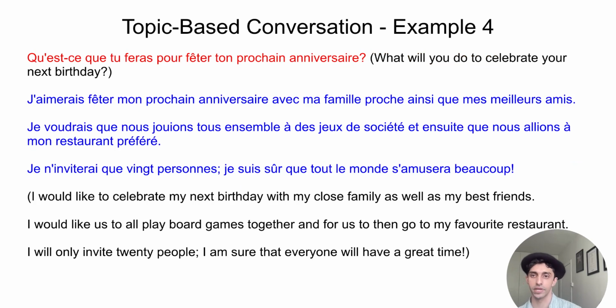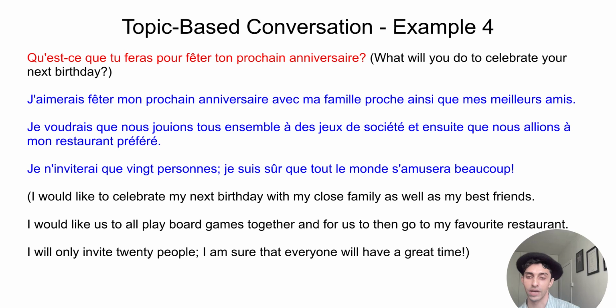Okay, moving on to the fourth example. So the question for this is qu'est-ce que tu feras pour fêter ton prochain anniversaire? What will you do to celebrate your next birthday? So this particular question, again, my ideal answer is written in blue, and then right at the bottom is the translation of that in English. This particular question is mostly geared towards talking about the future, so using future tenses, because it asks the student what they are going to do for their next birthday. So it would be natural when answering this to use future tenses. And that's what I've tried to do.